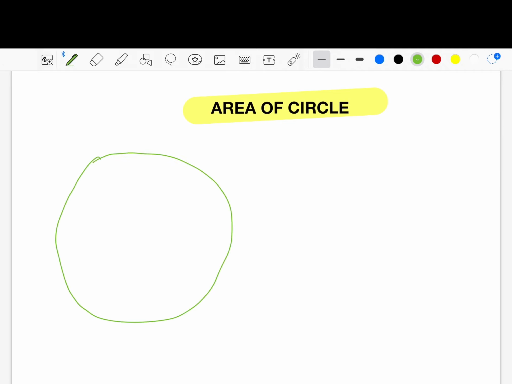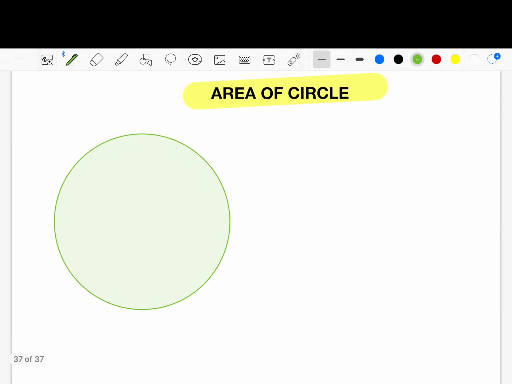Likely we all know a circle. We have seen the circle in our life. This is how a circle looks. But what is special about a circle is it has something called a center point, right? And a distance from the center point to the edge of the circle, or the perimeter of the circle, we call this a radius, which is r.